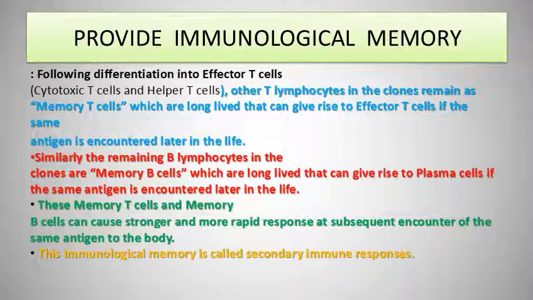Similarly, the remaining B lymphocytes in the clones are memory B cells. Same thing for the B cells also. They are long-lived and give rise to plasma cells if the same antigen is encountered. So these memory T cells and memory B cells cause a stronger and rapid response at subsequent encounter of the same antigen. So this is the immunological memory, which is called the secondary immune response.